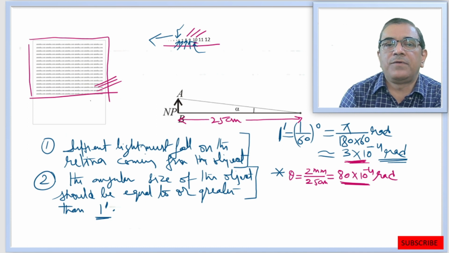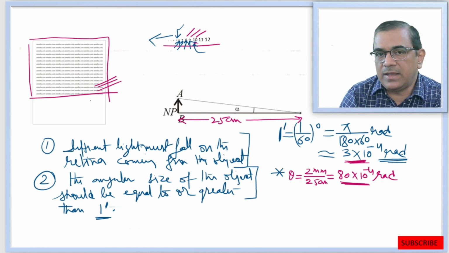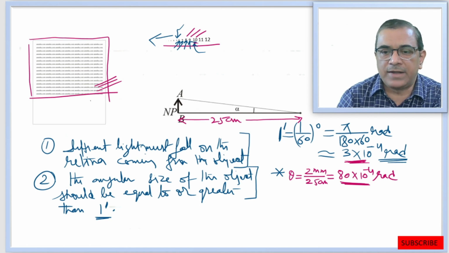Even if you try to see the font size 9, 8, 7, as long as the angular size is comfortably bigger than a minute, then we should be able to see that letter, that digit, and hence we should be able to read that.